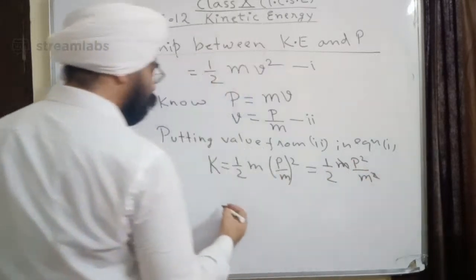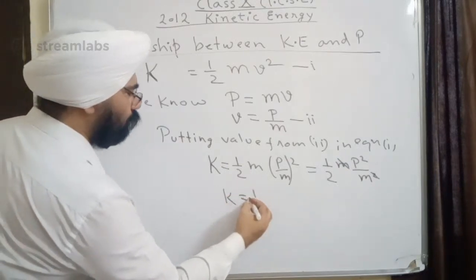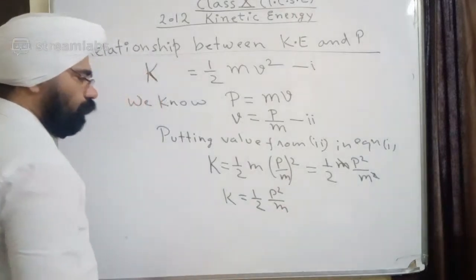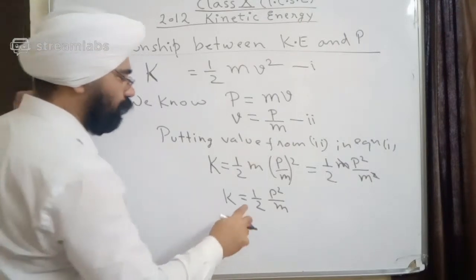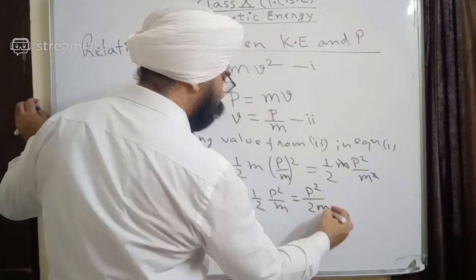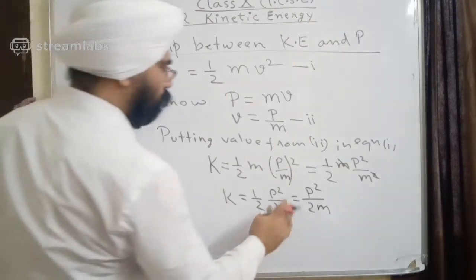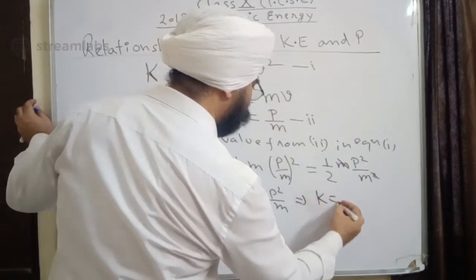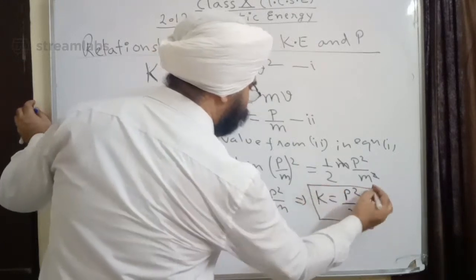M cancels, so what am I left with? I'm left with k is equal to half p square by m, which is equal to p square by 2m. This is the first expression which we get.